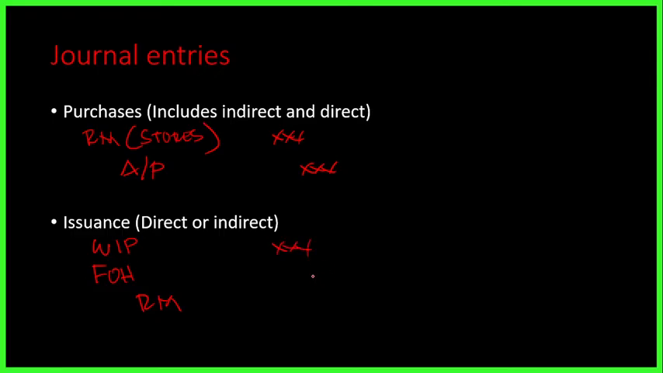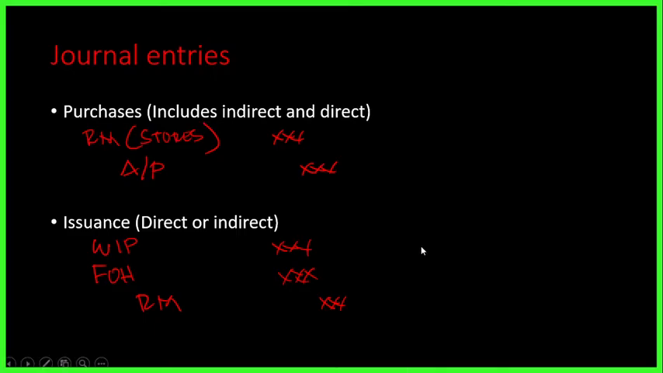Now, at the end of the period, your indirect materials together with other factory overhead cost will be debited to work in process for the applied or allocated amount. So these are the journal entries for materials.